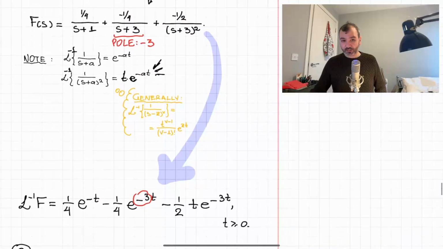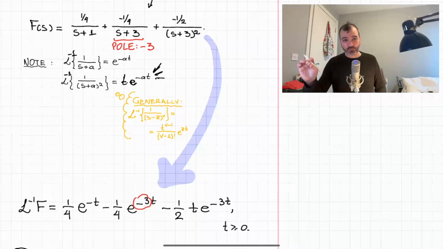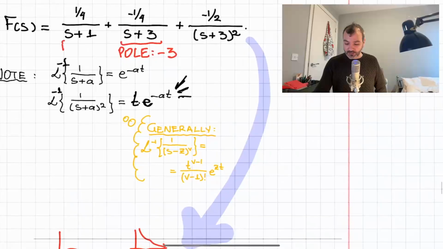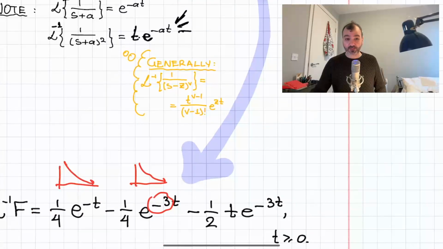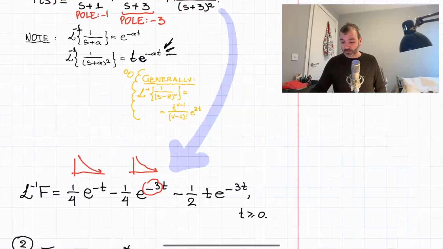So it's worth keeping in mind that whenever you have negative poles, like here we have minus 3, you end up with a term that goes down to 0. And this will be very important when we talk about stability. Here again in the first term, you have a pole minus 1. And again, it's negative, so you end up with a term that goes down to 0.